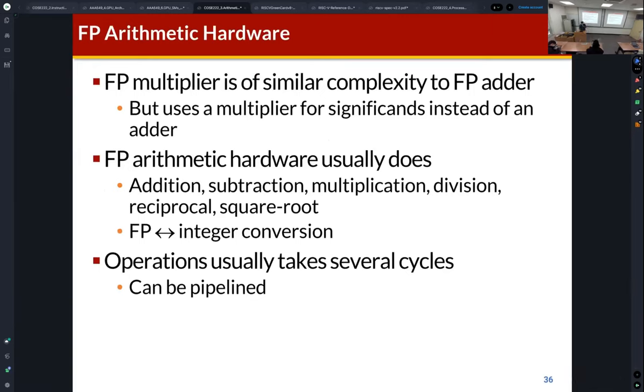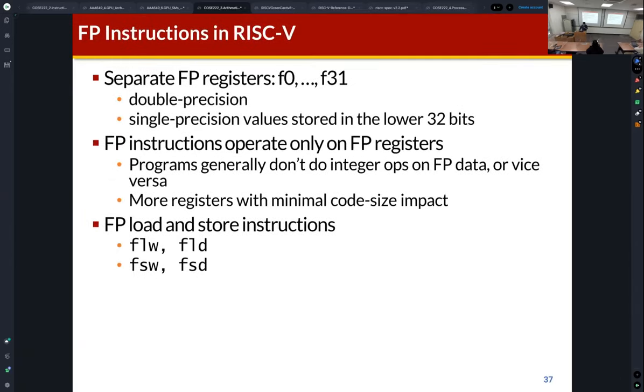Okay. So this is what I want to say. It usually takes several cycles. It's different from the integer unit. So this floating point calculator can be pipelined. We will learn about the pipeline architecture in the later part of chapter 4. But just to understand, supporting floating point arithmetic takes several cycles.